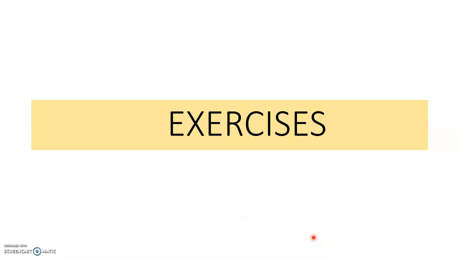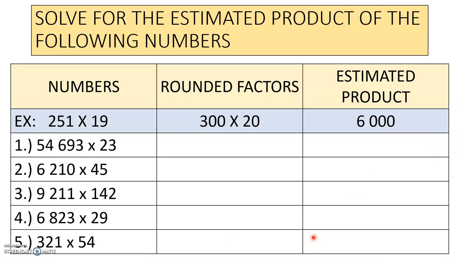Next. Okay, so for the exercises, let us try to complete the table by solving for the estimated product. So, may example dyan. Yung example is 251 times 19. So, yung 251 becomes 300. 19 becomes 20. And then multiply. So, we have 1, 2, 3 zeros. And then 3 times 2 equals 6. So, the estimated product is 6,000.